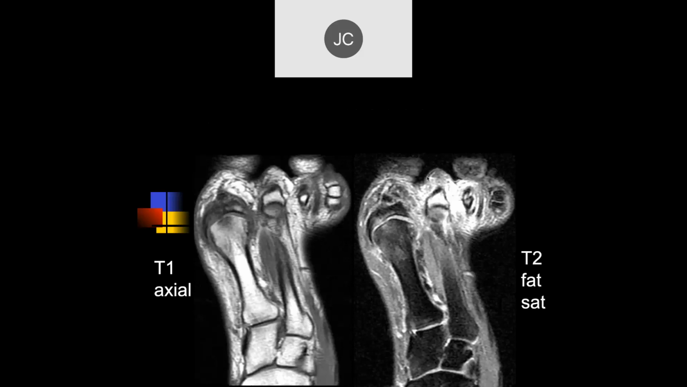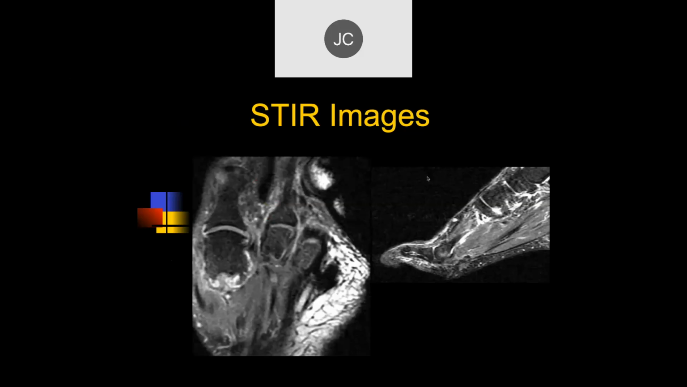And that's why I really believe that even though in the toes we don't always do STIRs, a STIR can be a very valuable sequence to have in at least one plane because of the common failure of fat suppression in this area. So this clearly is normal, and that was just a technical problem.